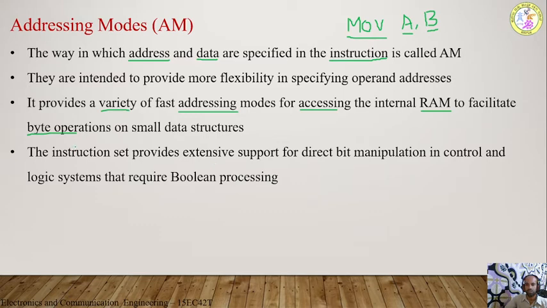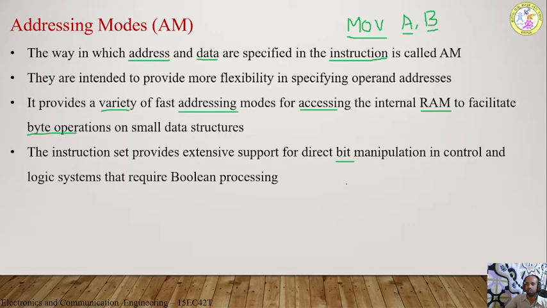Arithmetic operation, logical operation, data transfer operation, any other operation will take 8 bits of data at a time. The instruction set provides extensive support for direct bit manipulation in control and logic systems that require Boolean processing. Bit manipulation means performing operations on 1 bit in control applications as well as in logic systems that require Boolean processing. It means that 8051 supports many instructions which perform bit operations.